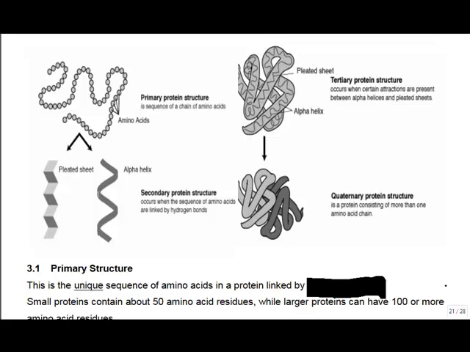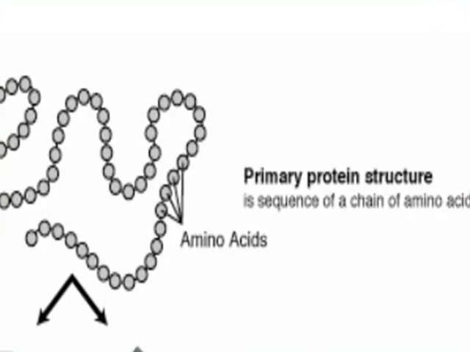After watching the video on the protein structure, let's now take a closer look at each of the protein structures. In the primary protein structure, we are more interested in the sequence of the amino acids. As you know, all proteins are made up of the 20 essential amino acids, and these amino acids can be linked in different sequences to form different types of proteins.